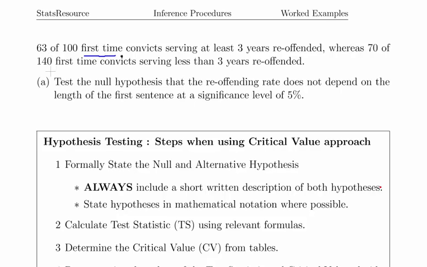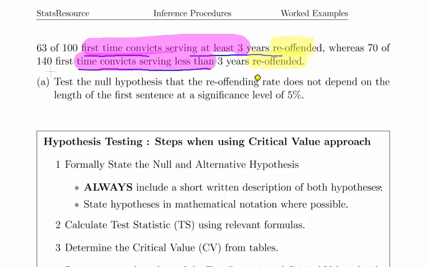So our populations are first-time convicts serving at least 3 years, and first-time convicts serving less than 3 years. Those are two groups, and what we're interested in is the proportion that reoffend. So we have two samples here: 63 out of 100 first-time convicts serving at least 3 years reoffended, whereas 70 out of 140 first-time convicts serving less than 3 years reoffended.